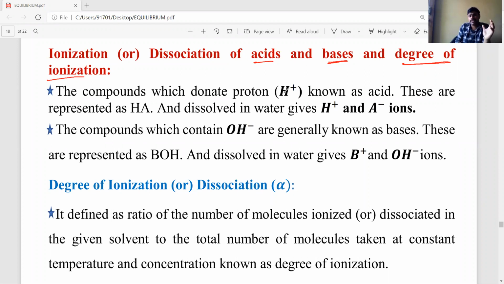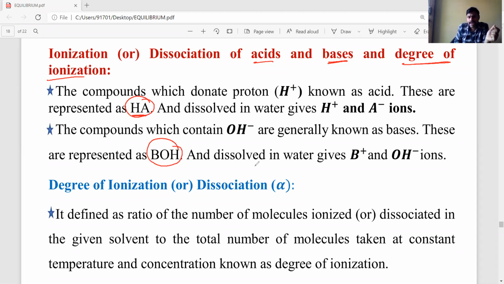Acids, you have to think, have the general formula HA. Acid means, we know very well, what, dear students? Acid means the substance which can donate, ionize to give H+ ions. Those are called acids. And a base means the substance which can donate OH- ions in aqueous solution. That's why I am representing acid commonly as HA and base commonly as BOH.